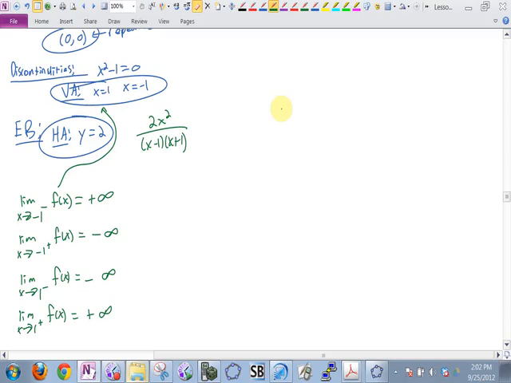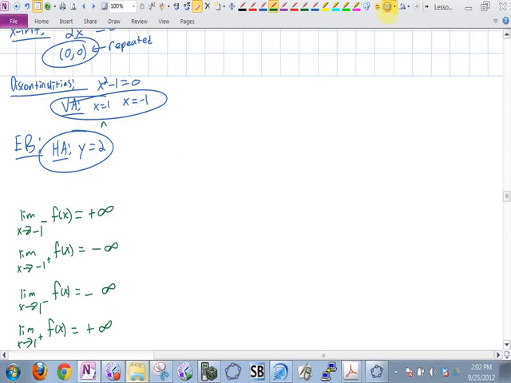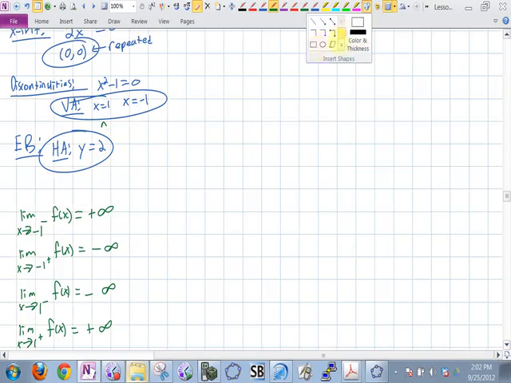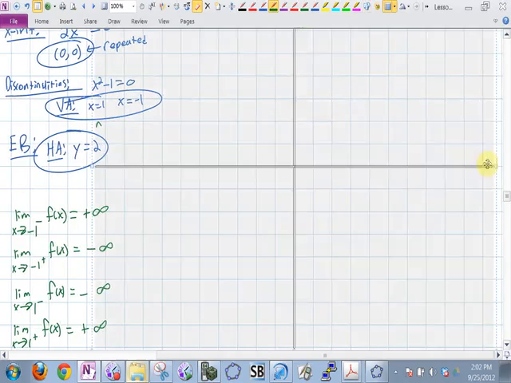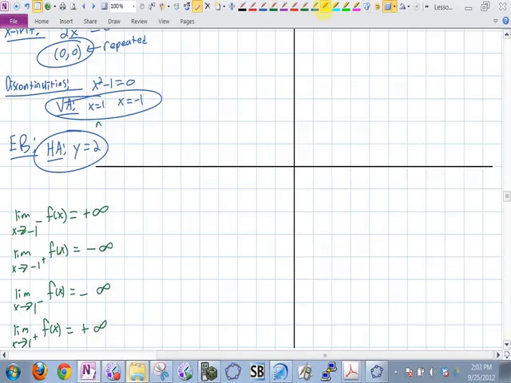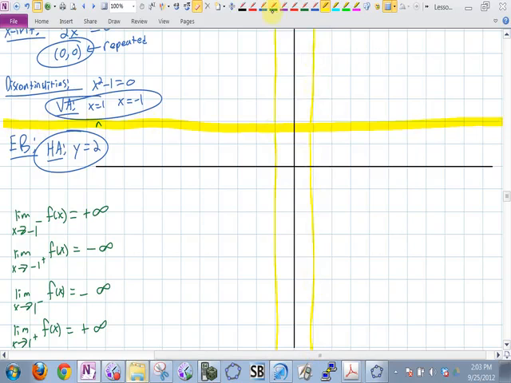Okay. So now we've got a complete analysis that's going to help us graph this thing really, really accurately by hand. Agreed? So we've got a vertical asymptote at negative 1, positive 1, horizontal asymptote at 2, a repeated 0 at the origin, and that's it, right?